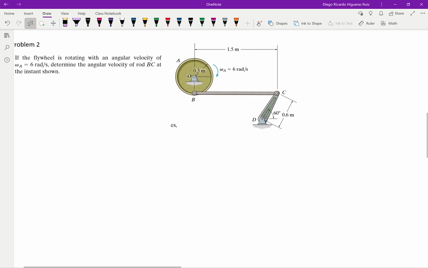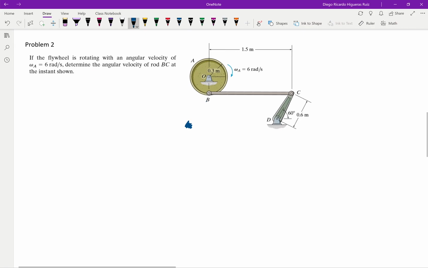Okay, so for this problem we are also given a system, and this system is composed of a flywheel A that is rotating about point O, attached to a rod at point B, and this rod is also attached to another rod at point C, and this other rod is attached to a pin at point D, and that one is constrained in translation right there, as is point O.